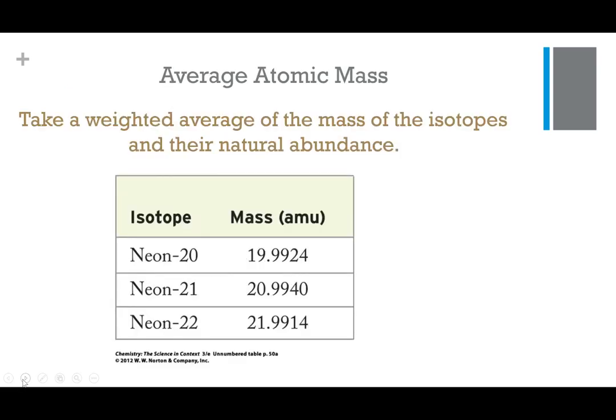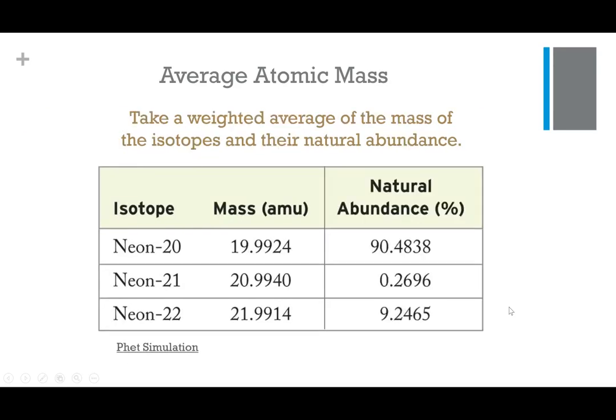So what we need to do is take a weighted average. A weighted average uses the mass of the isotope and its natural abundance. Natural abundance is something that will always be given to you. It is the amount of that particular isotope that you would find. Here we see the natural abundance of the 3 neon isotopes.